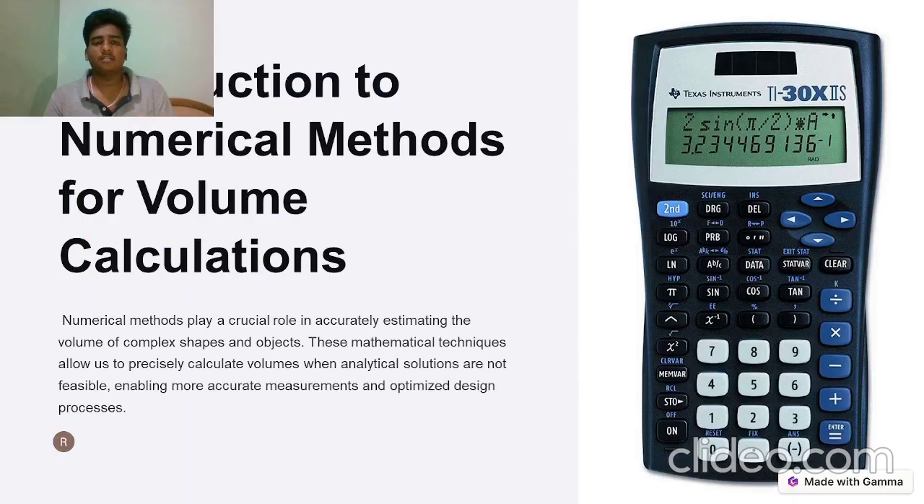The first part, as usual in the video, is the introduction to numerical methods for volume calculation. Numerical methods play a crucial role in accurately estimating the volume of complex shapes and objects. These mathematical techniques allow us to precisely calculate volumes when analytical solutions are not feasible, enabling more accurate measurements and optimized design processes.